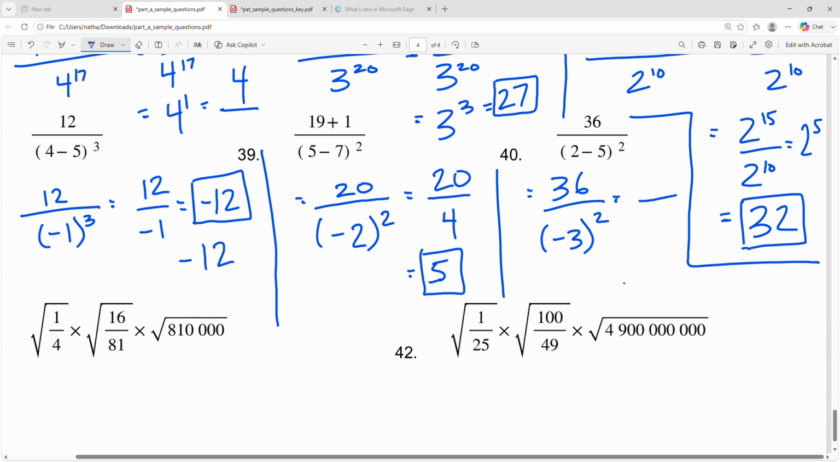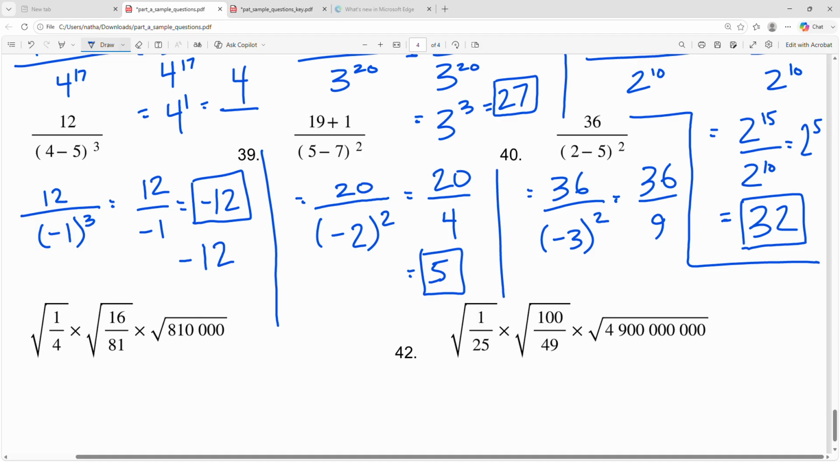Remember, this is applying to the whole thing, right? So when this exponent is applying to the brackets, that means we're multiplying this twice. And that's why we get a positive number, negative times negative, right? An even number of times of that negative sign is going to give us a positive value. Okay, so that gives us positive 9.